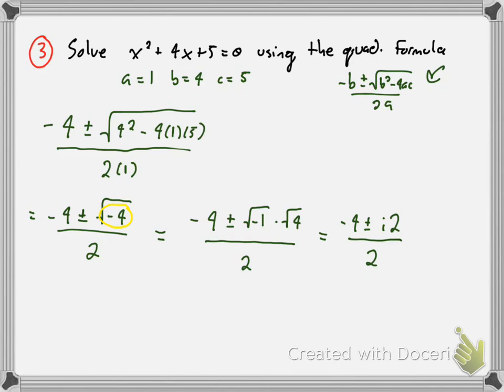And then finally, writing this in the a plus bi form, I'm going to divide the 2 in both parts. So this is finally going to simplify. My final answer is going to be negative 2 plus or minus i. So that would be my answer to that quadratic formula equation. Again, they're not real answers. They would fall under the imaginary realm, and those would be the answer for it in its general form.